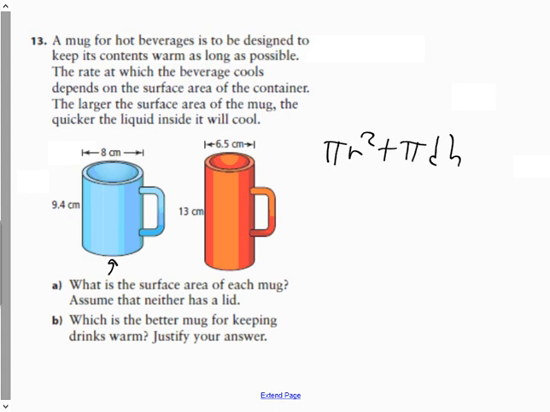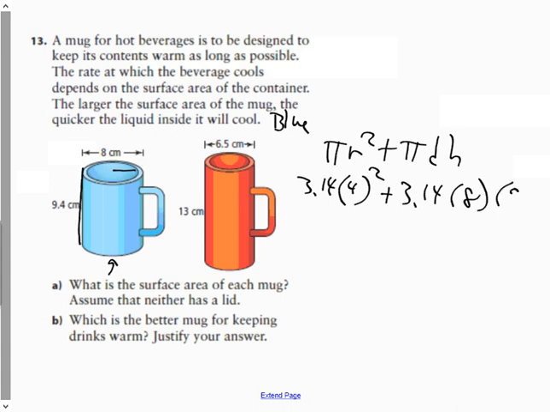So if I do this twice, we'll do the blue one first. The surface area of this will be 3.14, and if you're using 3, it ain't no thing. It's fine because we're not really concerned about the actual surface area, just how to compute it. The radius is half of the diameter, so if the diameter is 8, the radius is 4. Plus 3.14 multiplied by the diameter multiplied by the height, which is 9.4.